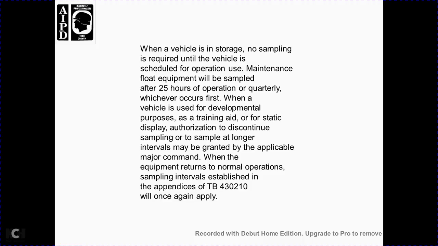When vehicles are stored, no sampling is required. For vehicles scheduled for operation, the equipment is to be sampled every 25 hours of operation or quarterly, whichever comes first. For vehicles used for training aid, static display, or development tool purposes, sampling is discontinued, or longer intervals may be granted by the applicable major command. When the equipment returns to normal operation, the sample intervals established in the appendix to Technical Bulletin 43-0210 will once again apply.